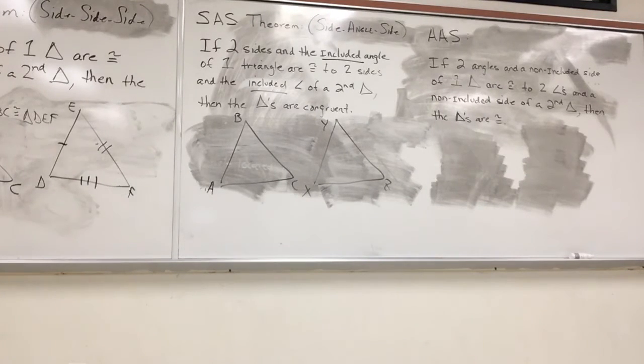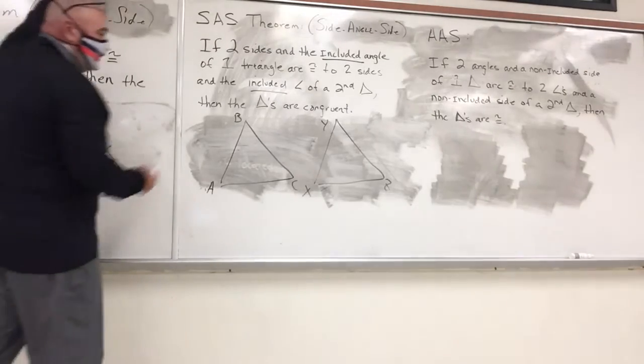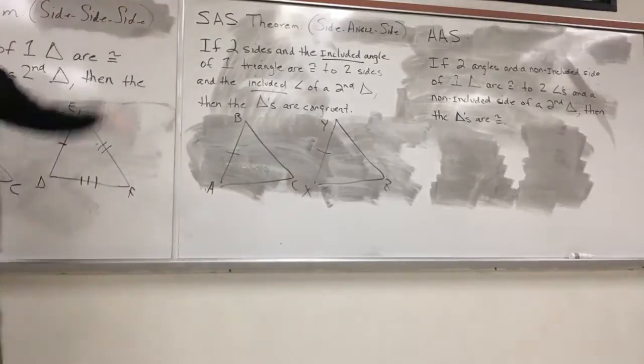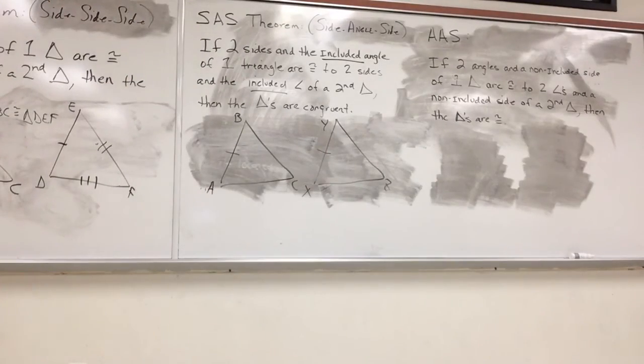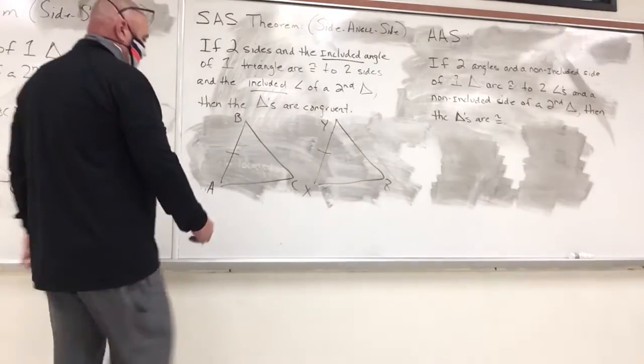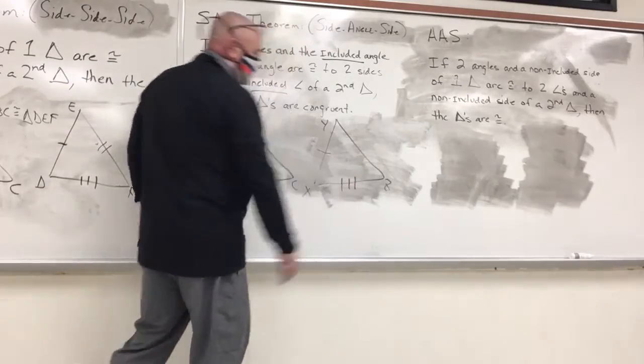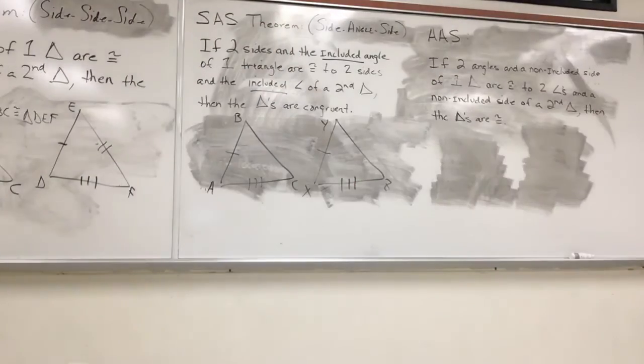So I have to show two sides and the included angle of one triangle is equal to two sides and the included angle of a second triangle. So here we go. I'm going to show you that AB and XY are congruent to each other. I'm going to show you that AC and XZ are congruent to each other. What angles now have to be congruent in order for SAS to happen?